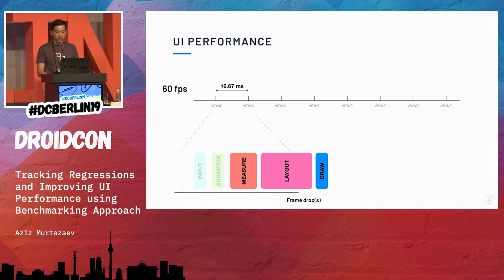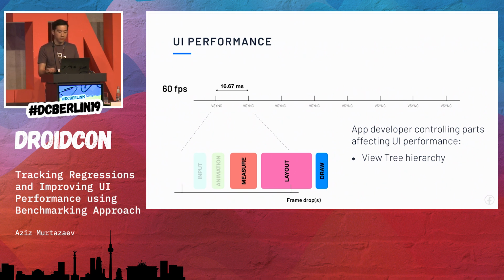So what contributes to this? There are a lot of parts which the app developer controls that affect frame drops, like how your view tree is structured, how deep your tree is, how you do binding, and some other app level code.